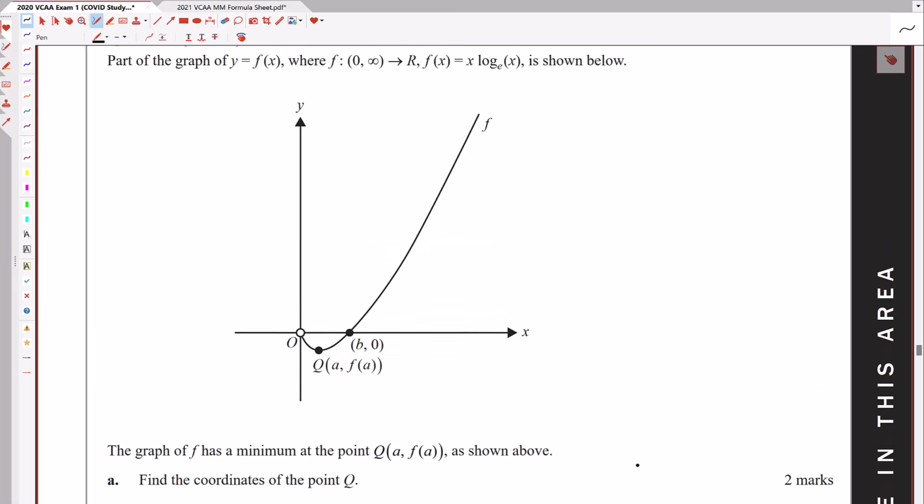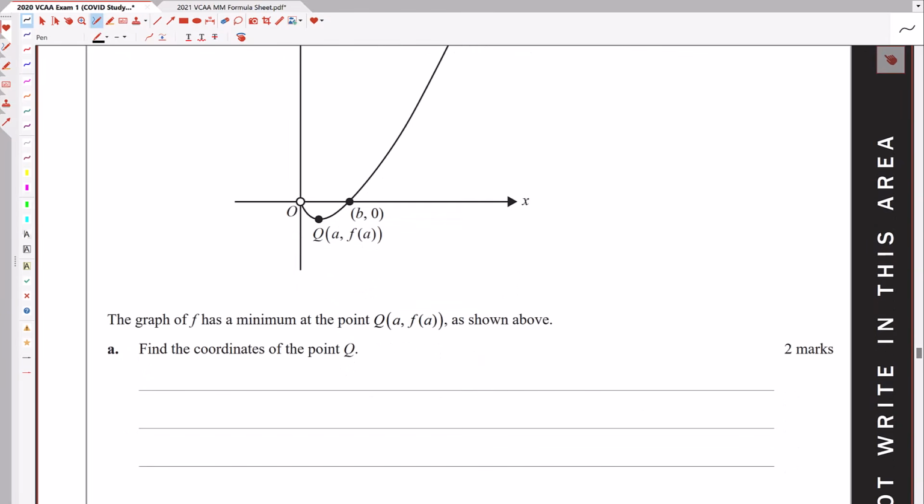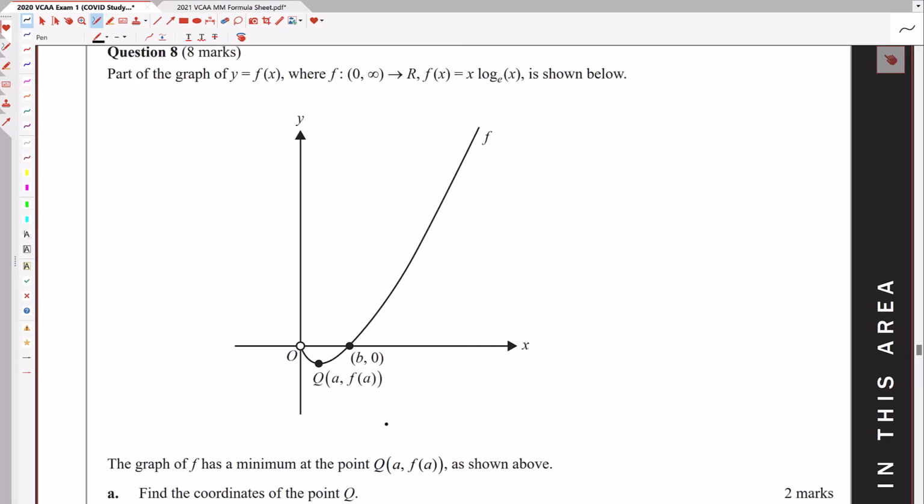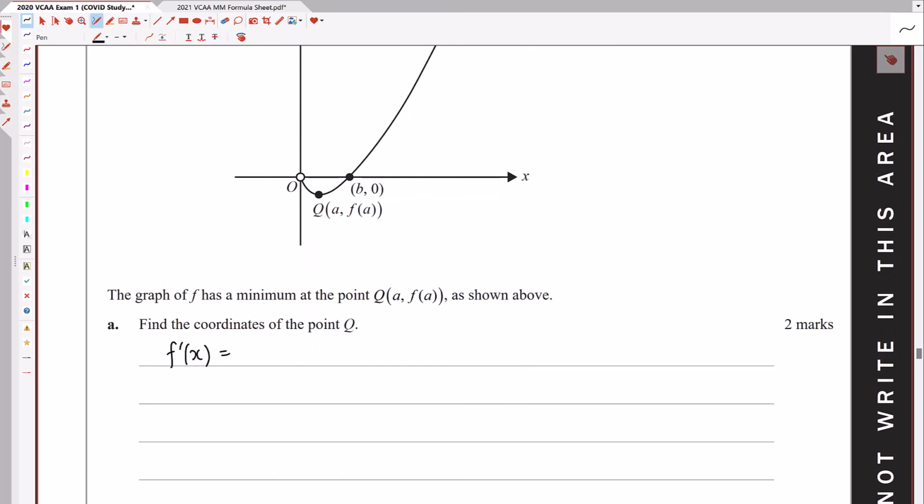So we want to find the coordinates of the minimum point, and so we want to solve derivative equal to 0. If we differentiate here, it's a product rule, x times log e of x. We differentiate x, which is 1, and we leave log e of x as it is. Again, check your formula sheet for your product rule if you don't know it. And we add, we leave x as it is, and we differentiate log e of x, which is 1 on x. So we're going to get f dash x is log e of x plus 1.